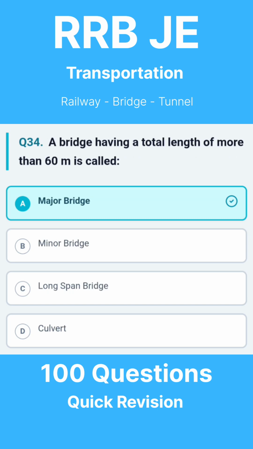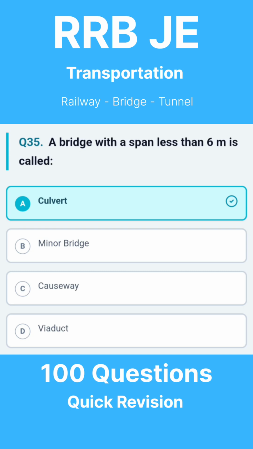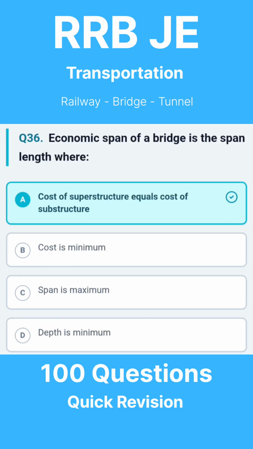Question 34. A bridge having a total length of more than 60 meters is called. The correct answer is major bridge. Question 35. A bridge with a span less than 6 meters is called. The correct answer is culvert. Question 36. Economic span of a bridge is the span length where. The correct answer is cost of superstructure equals cost of substructure.